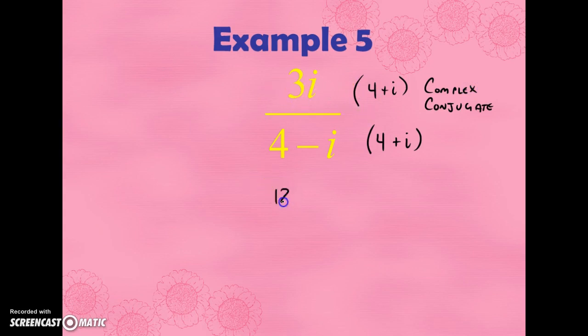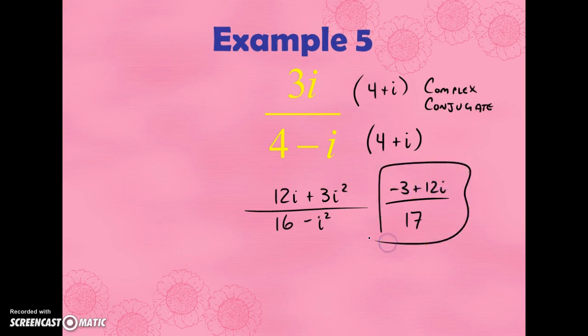Up top, they FOIL together to make 12i plus 3i squared. Down the bottom, 4 times 4 is 16, plus 4i minus 4i, the middles cancel out, minus i squared. So by design, all the i's are going to disappear. i squared is negative 1, 16 minus negative 1 is 17. Up top, i squared is negative 1 again, and we get negative 3 plus 12i. This might not look any prettier to you, but the big advantage is we no longer have that i in the denominator, so we're following the rules of math. There's no square roots in the bottom.